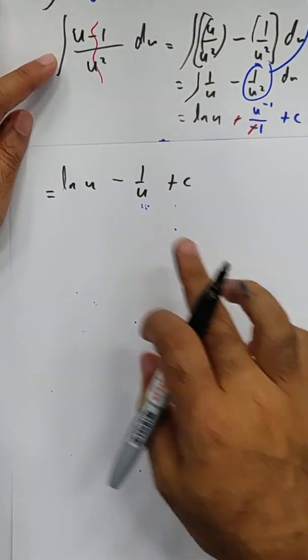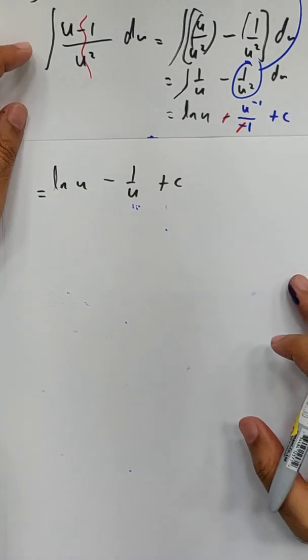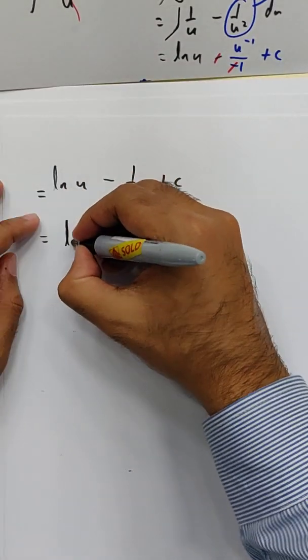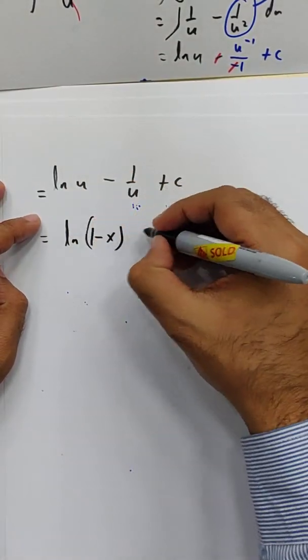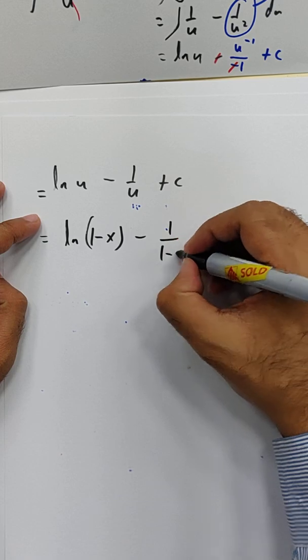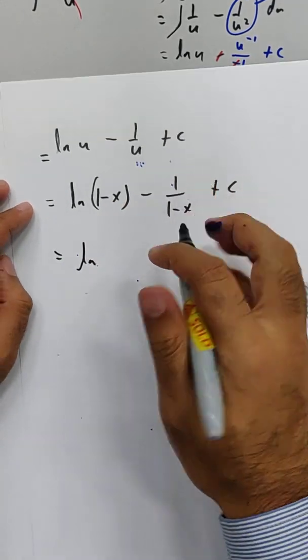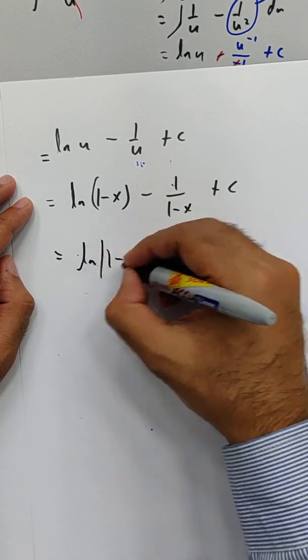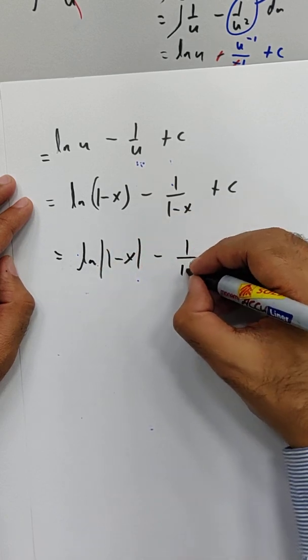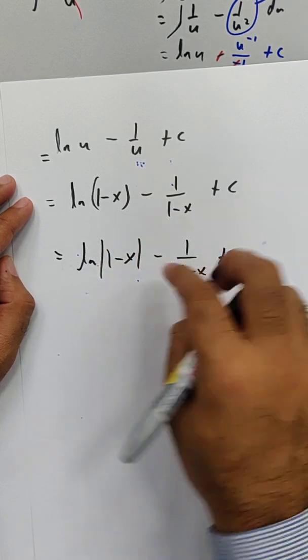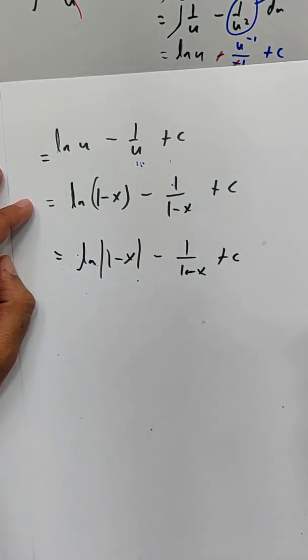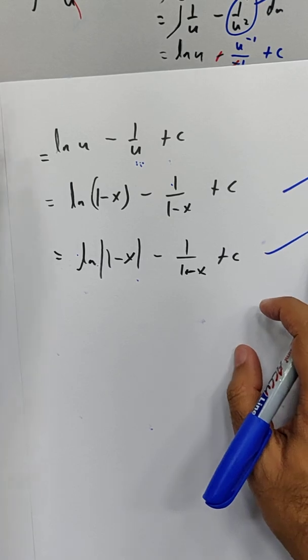Should you leave your answer in this form? Completely no. You should substitute back with what you started, 1 minus x: ln 1 minus x minus 1 over 1 minus x. Yes, a bit of clarification. In some syllabus they do in modulus method, but in examinations, well, both of you get the same marks anyway.